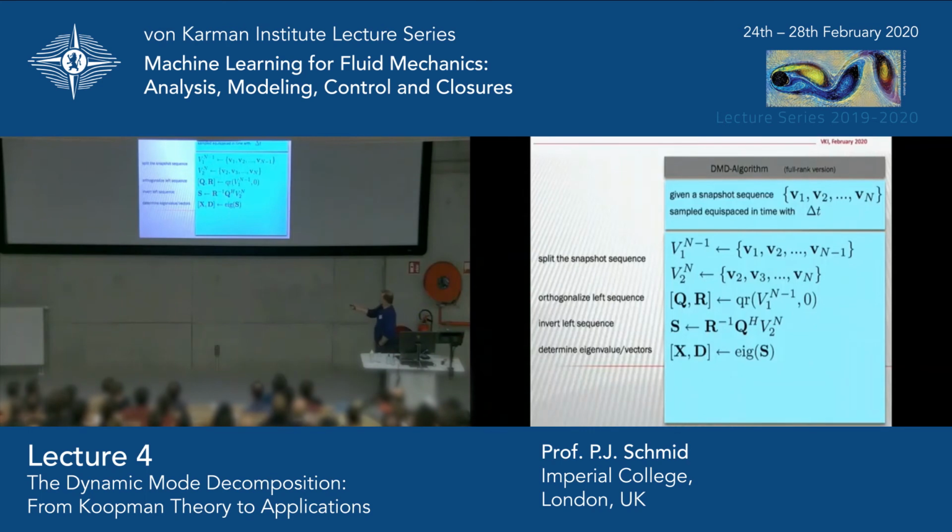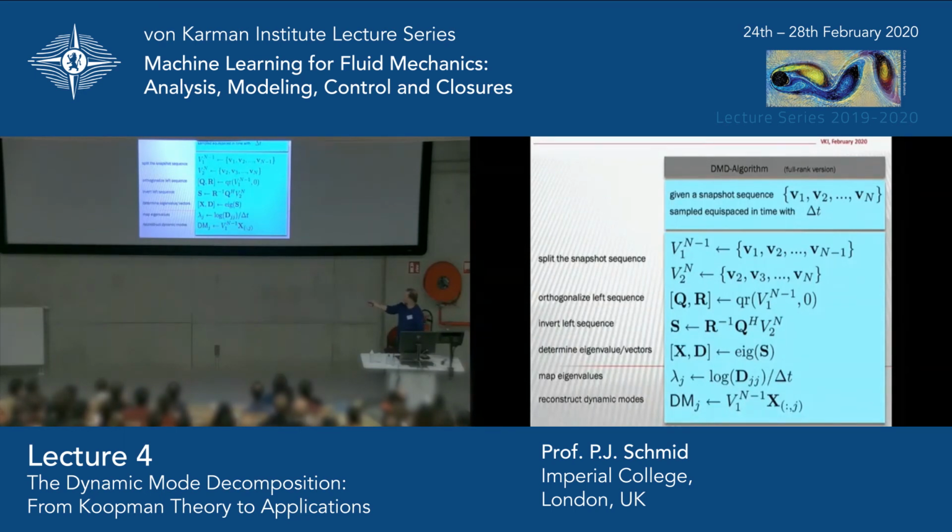And then I go for the eigenvalues if I'm interested in eigenvalues. And then I map them back with the log if I want to. And then I get the dynamic modes as the eigenvectors of that small eigenvalue problem in the snapshot basis V1 n minus 1. Okay, that's it.